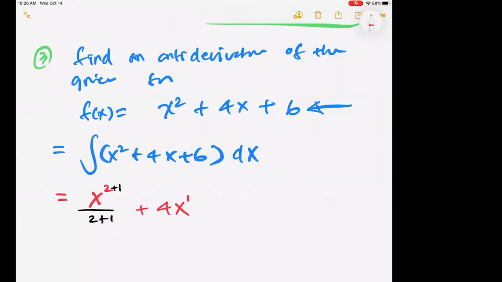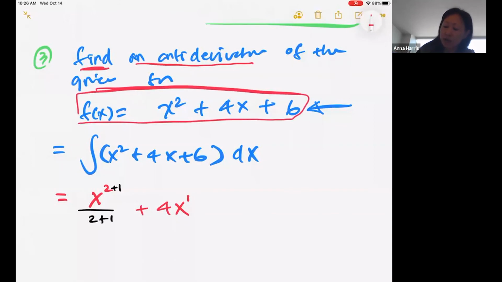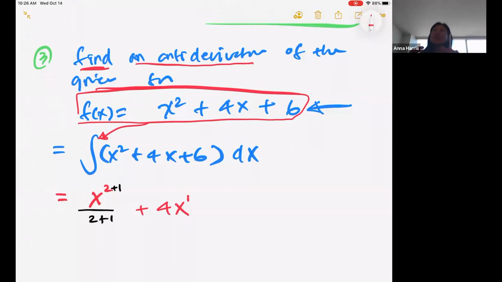Okay. Read the problem. I said find a what? Antiderivative of the given function. I gave you this function, so that goes inside of my antiderivative. I'm not asking you to find a derivative right now. I said find antiderivative of a given function. The function I gave you has already had a derivative taken. That's why I gave you a problem like this, because I want you to understand what it's asking.